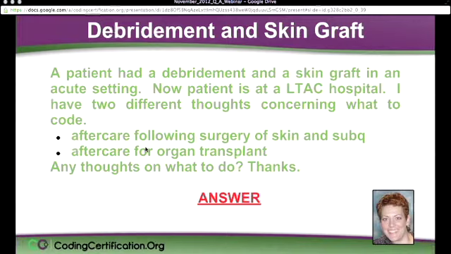All right, this one's for me, debridement and skin graft. The question is, a patient had a debridement and a skin graft in an acute setting. Now the patient is at a LTAC, so long-term acute care hospital. I have two different thoughts concerning what to code. A, aftercare following surgery of skin and subcutaneous tissue, and B, aftercare for organ transplant. Any thoughts on what to do?